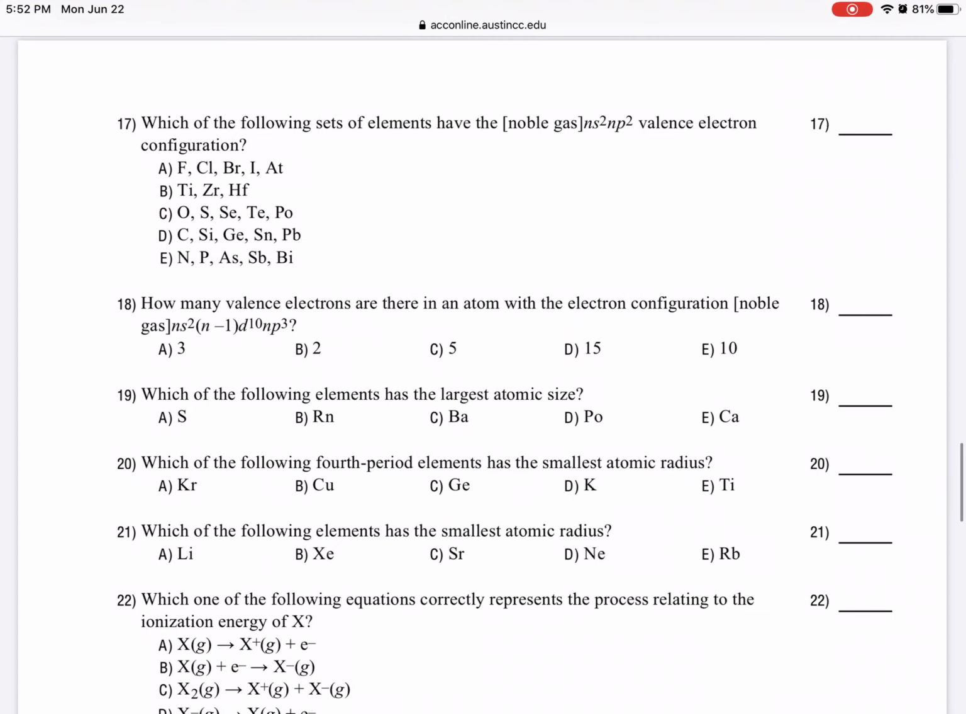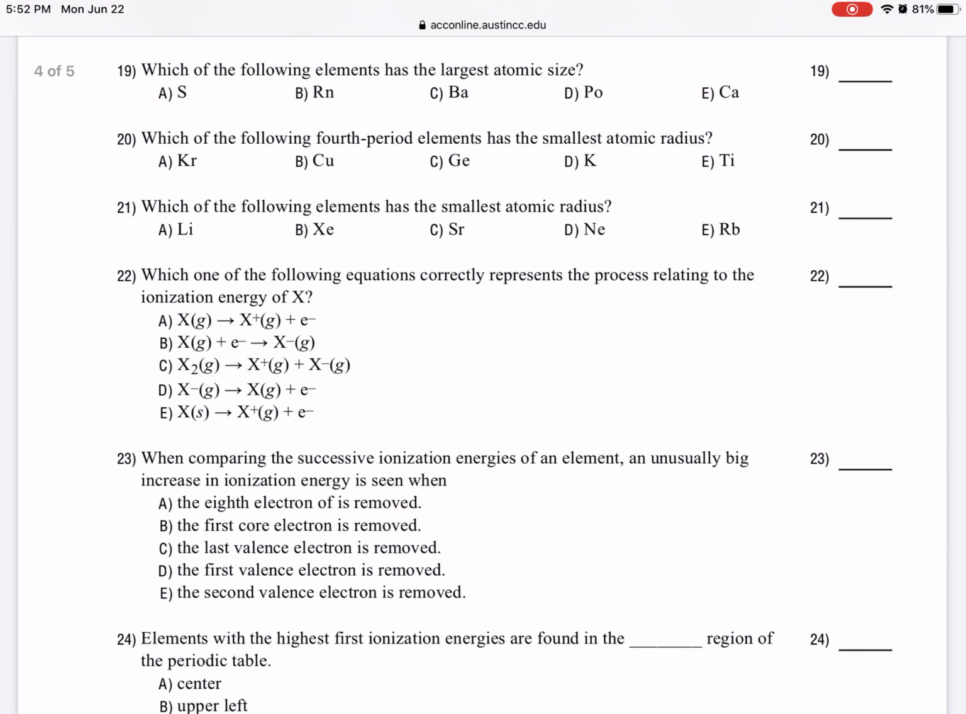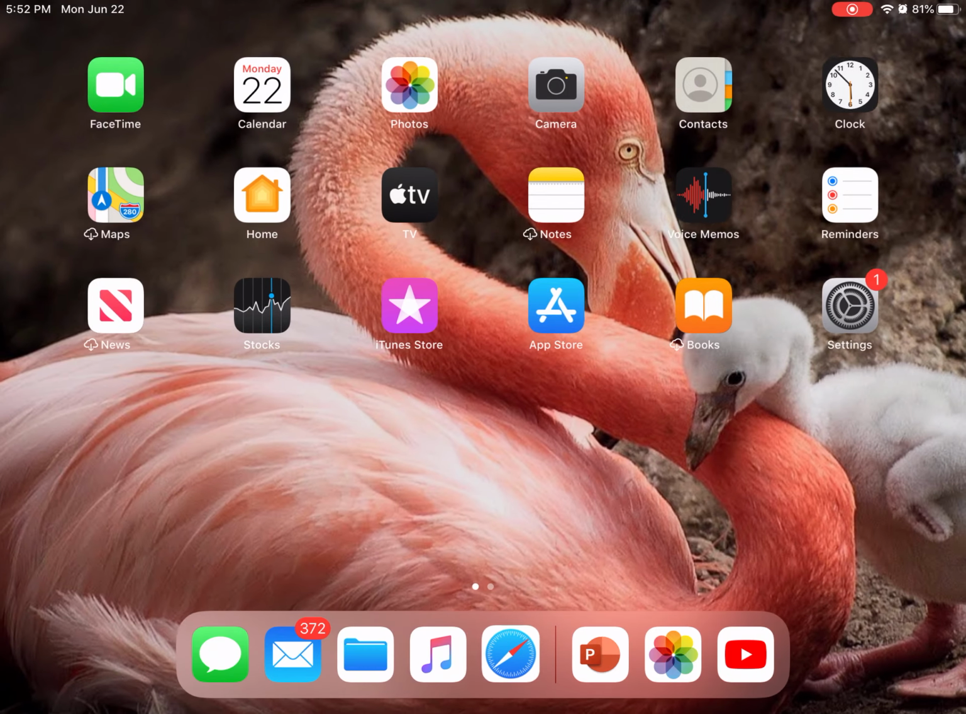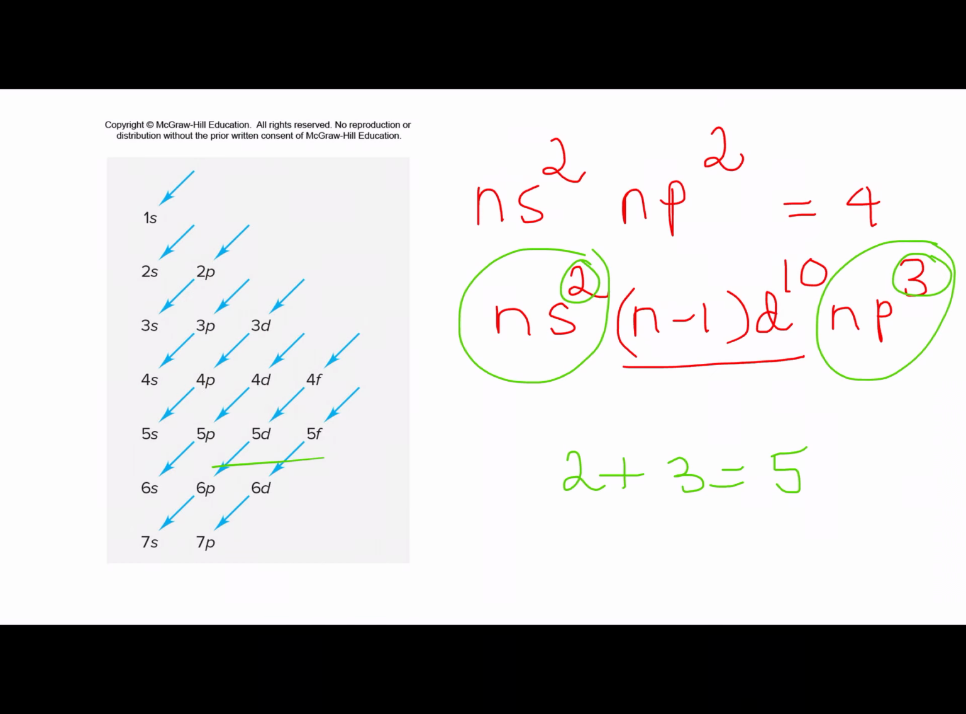And then the number 22. Which one of the following correctly represent the process related to the ionization energy of X? Normally, the ionization energy is removal of an electron from a gaseous atom, 1 mole of gaseous atom.